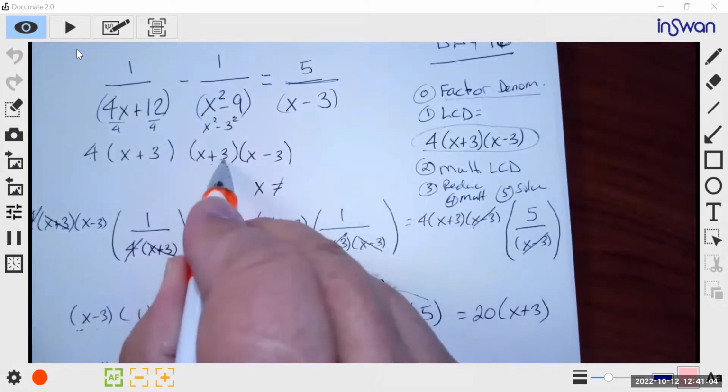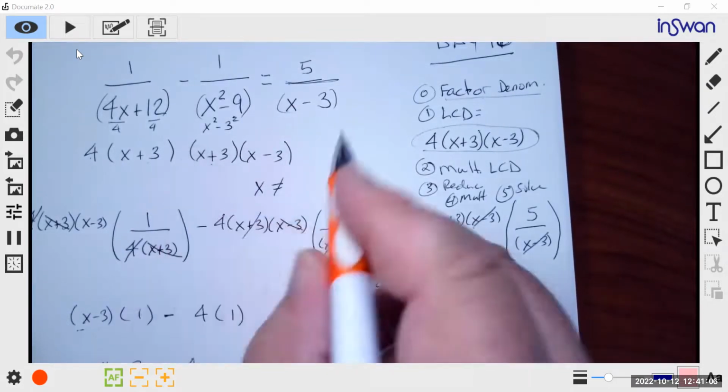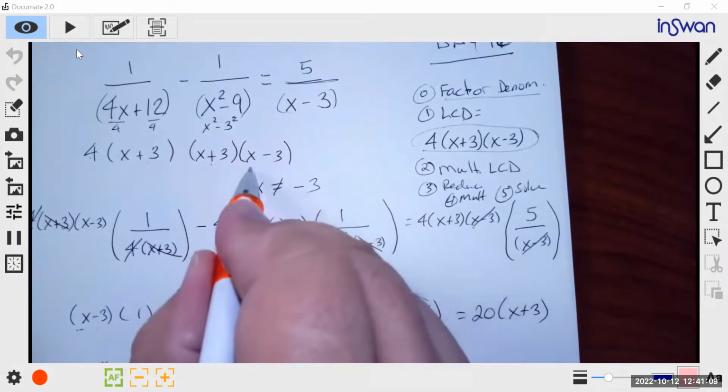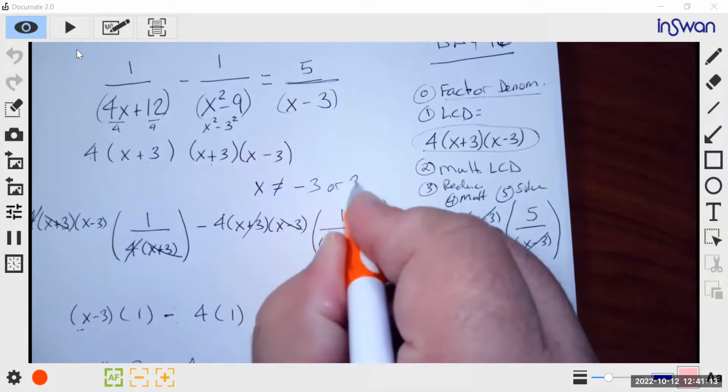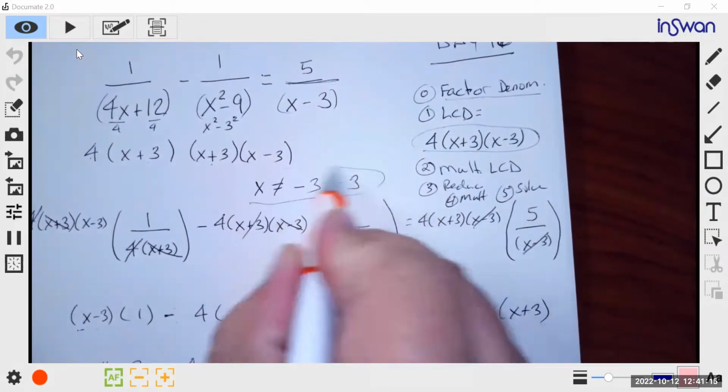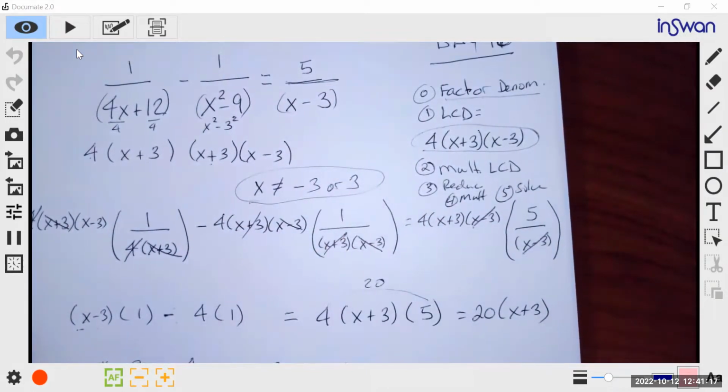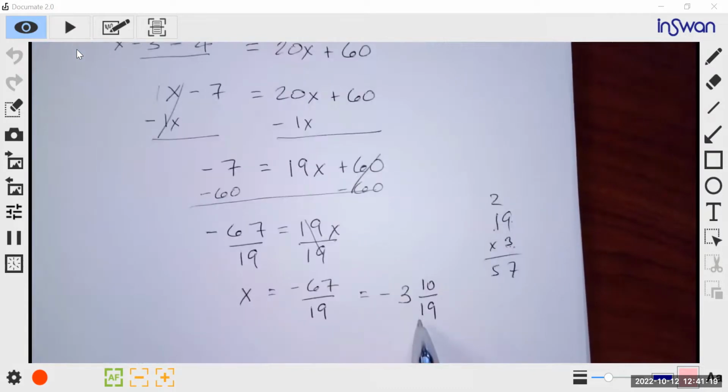What would make x plus 3 equal 0 if x is what? So it cannot be -3. Well, this would be 0. So x cannot be 3 or -3. Anything else works. That's not 3 or -3, so it works. That's our answer.